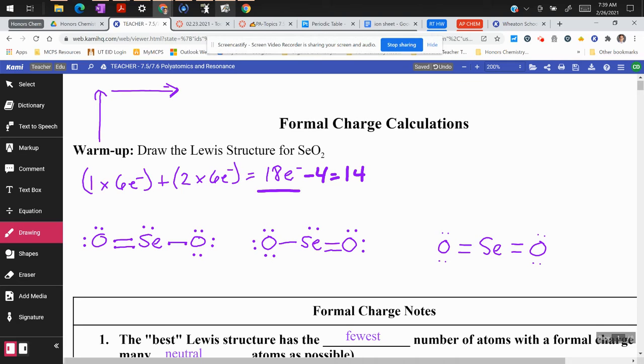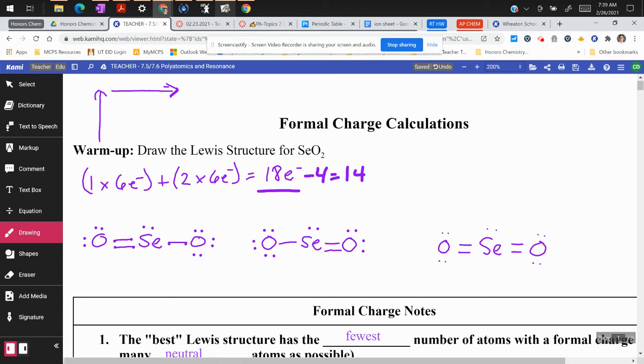Well, oxygen's in the second row. It cannot take on any more additional electrons, but selenium is in the third row and below, which means it can have an expanded octet. So if I have extra electrons, I can add them to selenium.